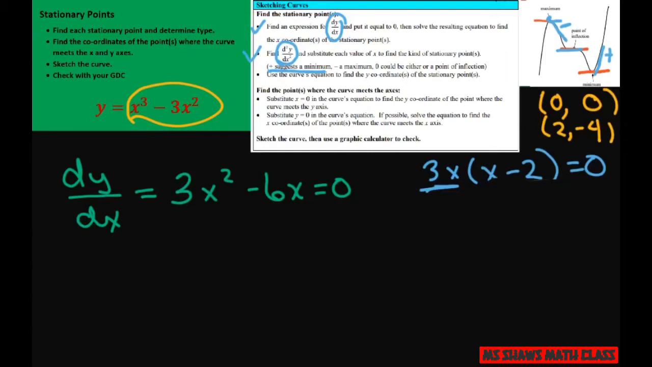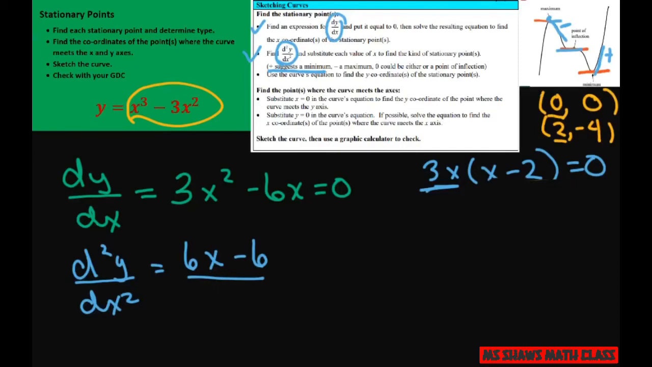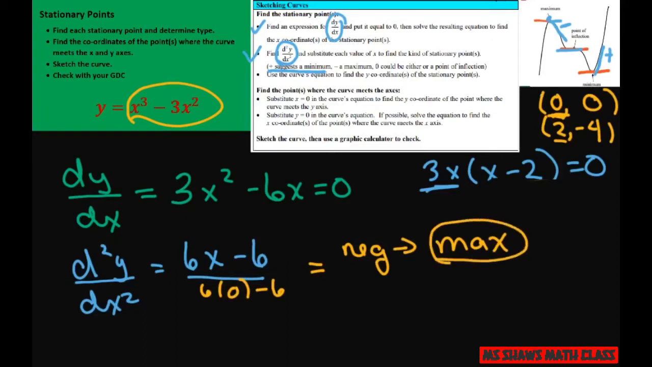We have these 2 points, so we're going to take our second derivative of y with respect to x. And that's going to be 6x minus 6. And once you find that, we're going to determine what our values are by plugging in our 0 and our 2. So when I plug in the 0 for substitution, I get 6 times 0 minus 6, and that's going to be negative 6. So that's a negative. That's going to suggest a maximum. So we're going to have a maximum value at 0, 0, the origin.